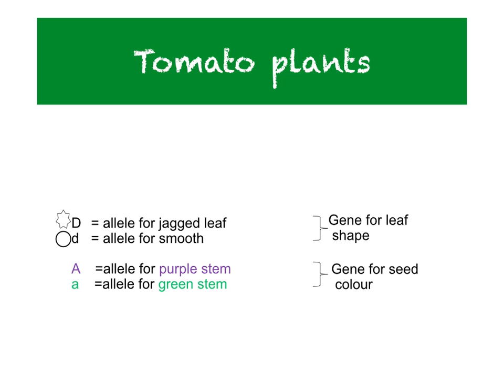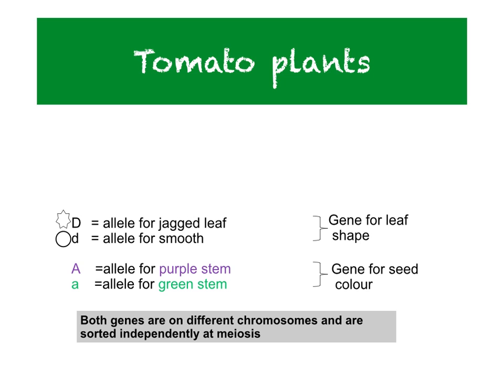Okay, in tomato plants, there's a gene for stem color and shape, and both of them have got 2 different alleles. So you've got an allele for a purple stem and a green stem, and an allele for a jagged leaf and smooth leaf. Looking at the letters that I've used, which allele is dominant for the shape of the leaf? It's the jagged leaf. Which allele is dominant for the color? It's purple.